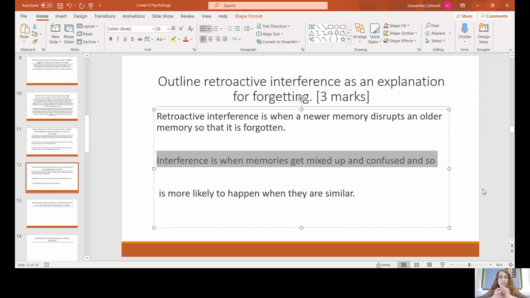So the fact that they're mixing up with each other and distorting it. You could use the word distortion if you want, although distortion is more about Loftus's testimony really, or if you're talking about outliers distorting the mean. So maybe don't use the word distortion, but there we go. That's the answer for retroactive interference.